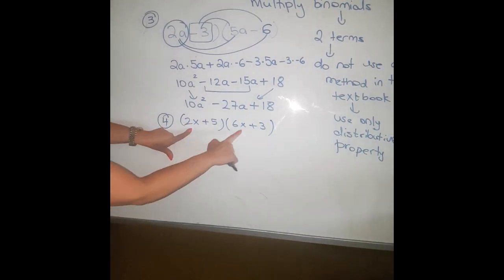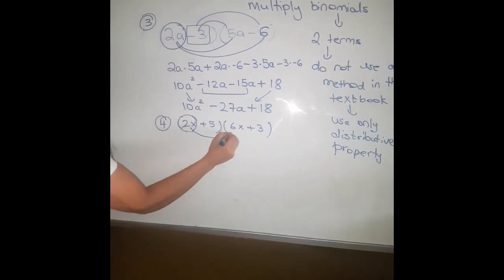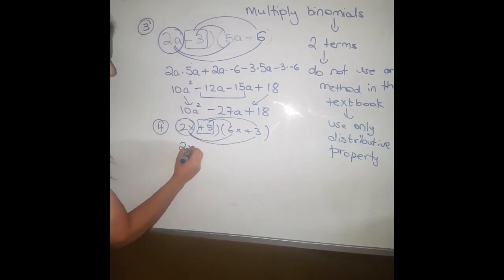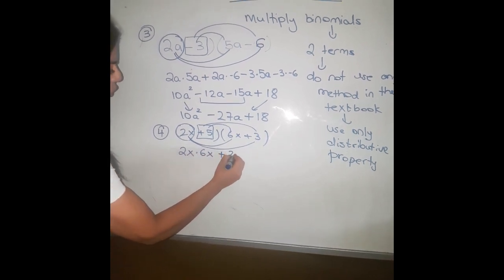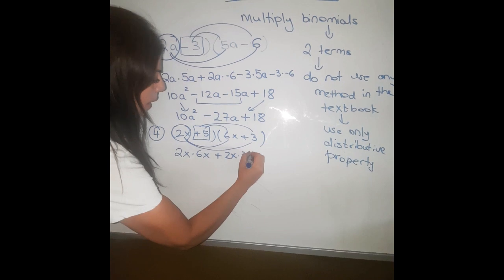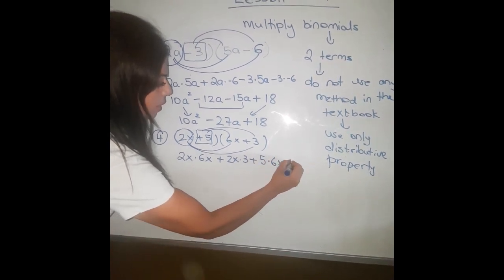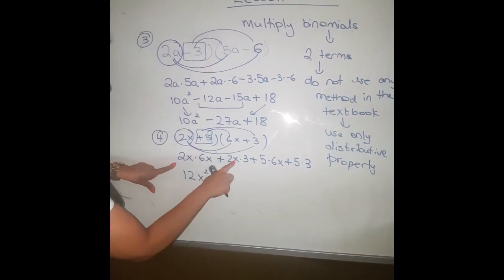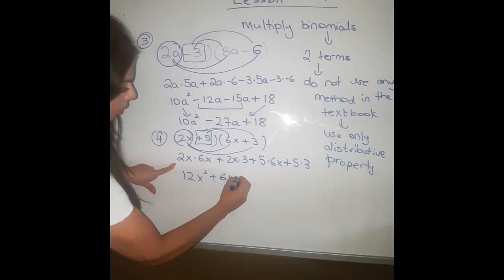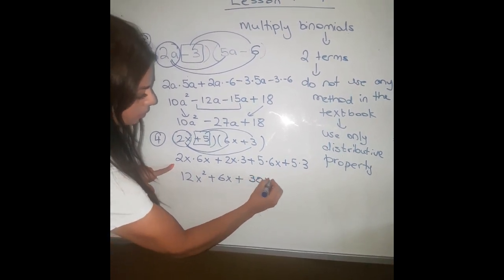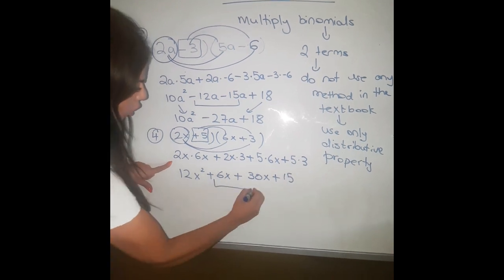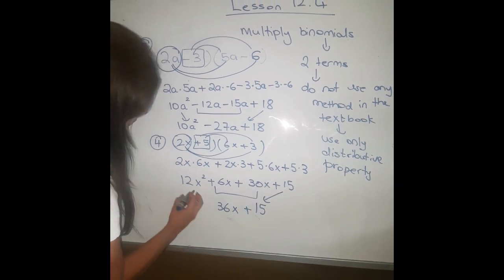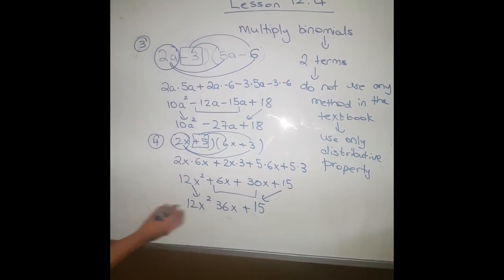Again, 2x plus 5, 6x plus 3. The first term, 1, 2. The second term, 1, 2. 2x times 6x plus 2x times 3 plus 5 times 6x plus 5 times 3. Now, 12x to the second. 2x times 3 is a plus 6x. Plus 5 times 6x is a 30x, plus 15. Your like terms, 30 plus 6 is a 36x. Bring down your first term as it is, and your last term, and put your plus sign.